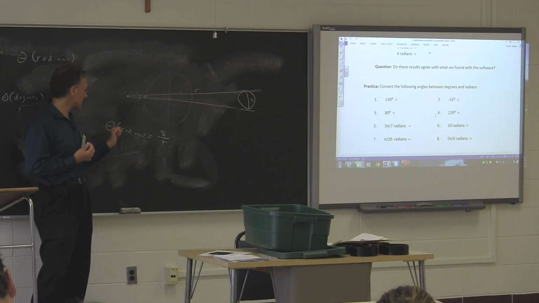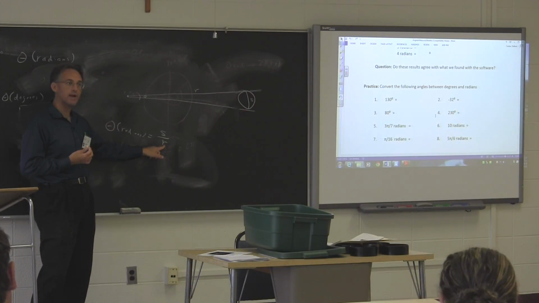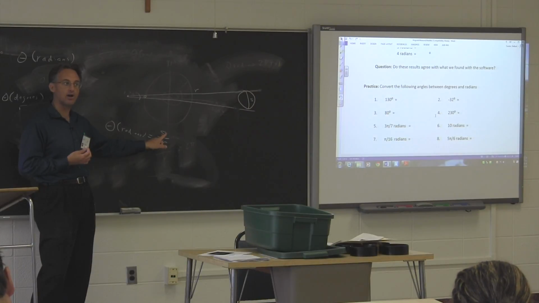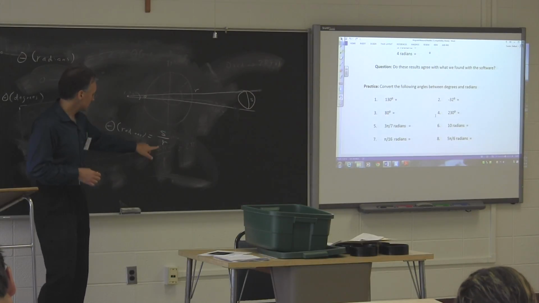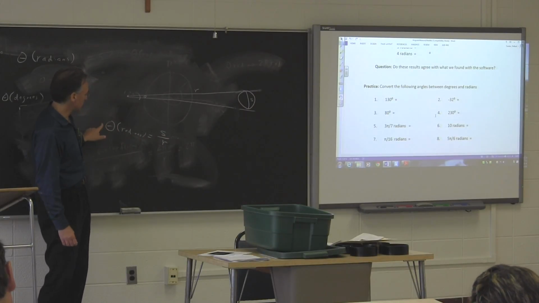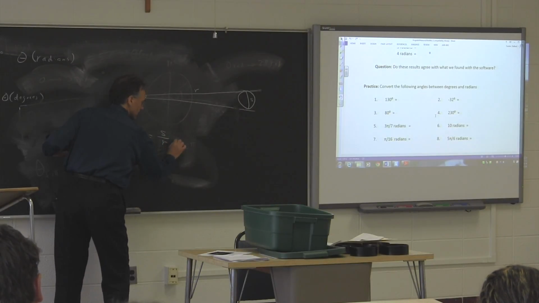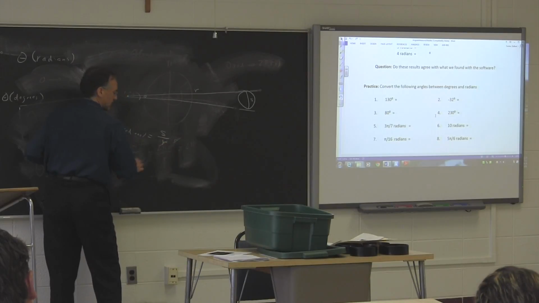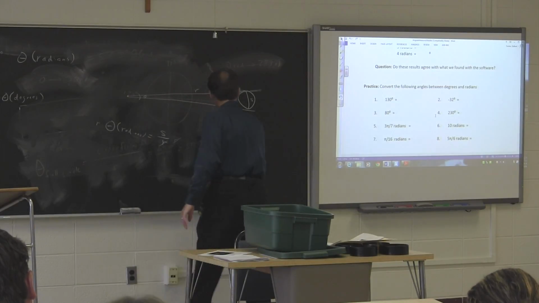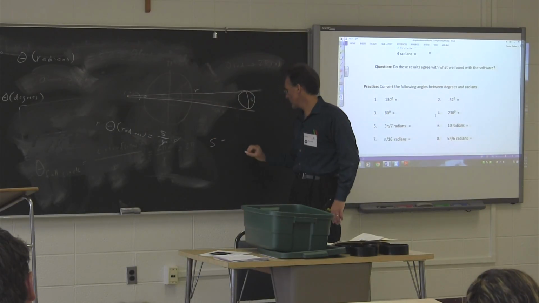If you know the angle in radians and you know the radius, you can calculate s, the arc length. So we just have to multiply both sides by r. You can see that the r's cancel on this side. And so we're left with this formula here.